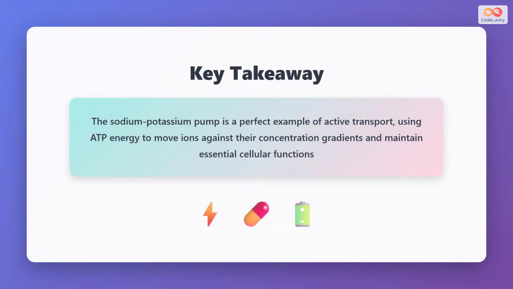To summarize, the sodium-potassium pump is a perfect example of active transport in action. It uses energy from ATP to move ions against their concentration gradients, maintaining the essential balance of sodium and potassium ions across cell membranes. This seemingly simple process is absolutely vital for nerve function, muscle contraction, cell volume regulation, and many other cellular processes. Understanding this pump helps us appreciate how cells use energy to maintain the conditions necessary for life.